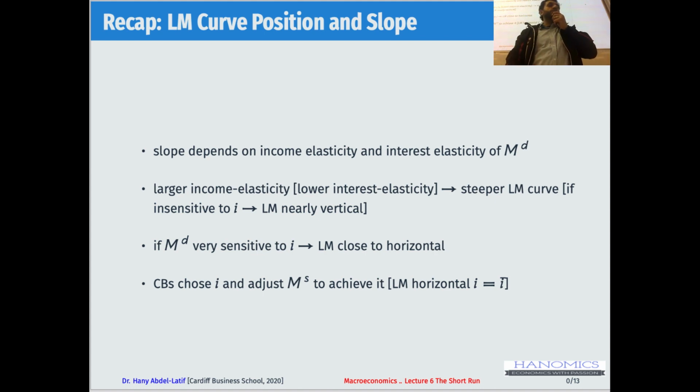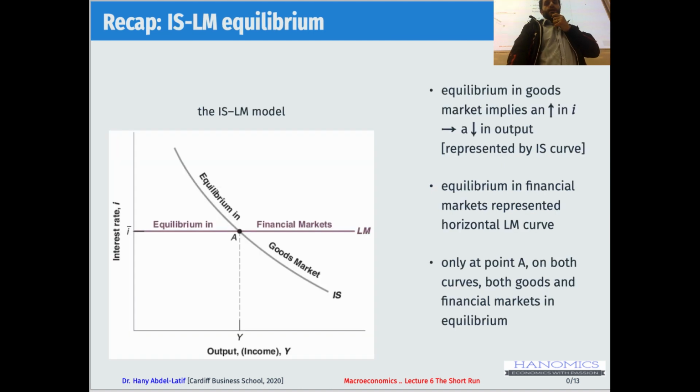As a result, we treated the LM curve as a horizontal line, so we took i as given in this case from the central bank. And that's why we plot the LM curve horizontal, and we explain that the intersection point between LM and IS denotes equilibrium simultaneously in both markets: the goods market, which is represented by the IS curve, and the LM curve, which represents the money market or financial markets.